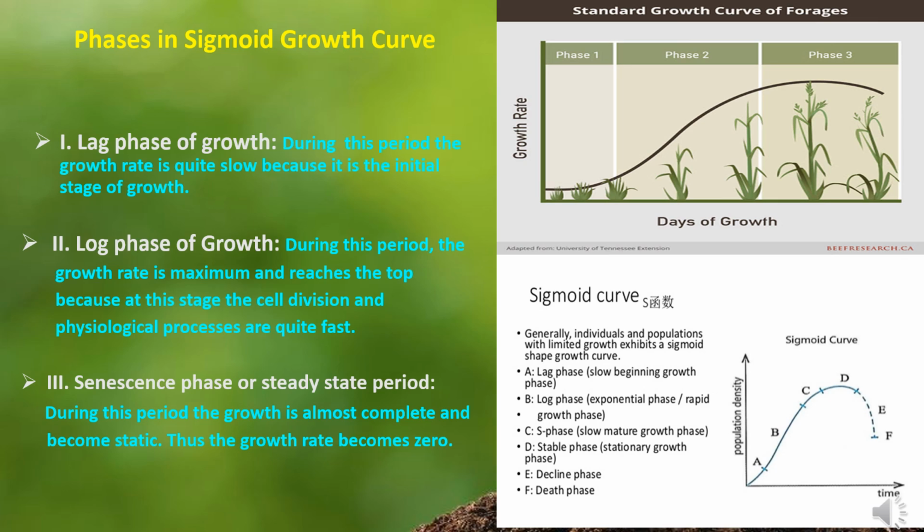Third phase is the senescence phase or steady phase, where in this period the growth is almost complete and becomes static. So the growth rate becomes zero and the crop moves towards the maturity and harvesting stage.